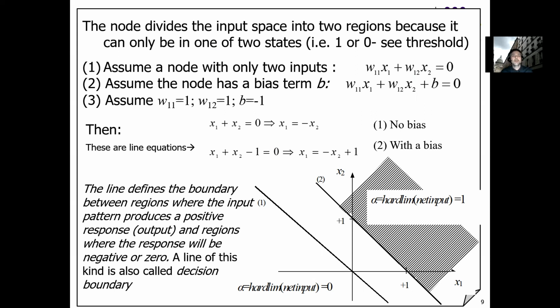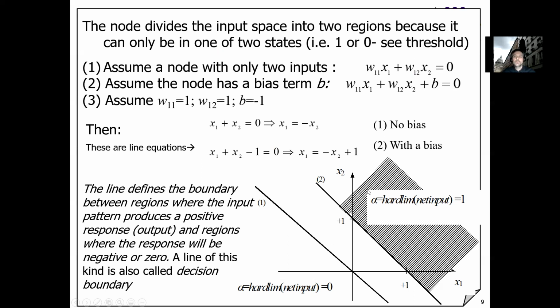So if we have a node with only two inputs, then you can see that the total input is given by this equation. And the output is going to be 0 or 1, depending on the values that these parameters, the W's and the X's, have. If the node has a bias, then the equation, as you can see, is slightly different. We have an extra term here, which is the bias.